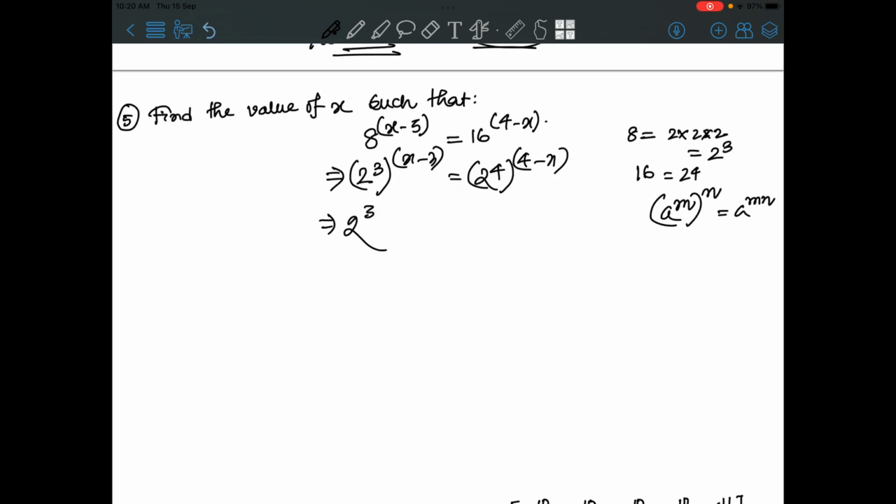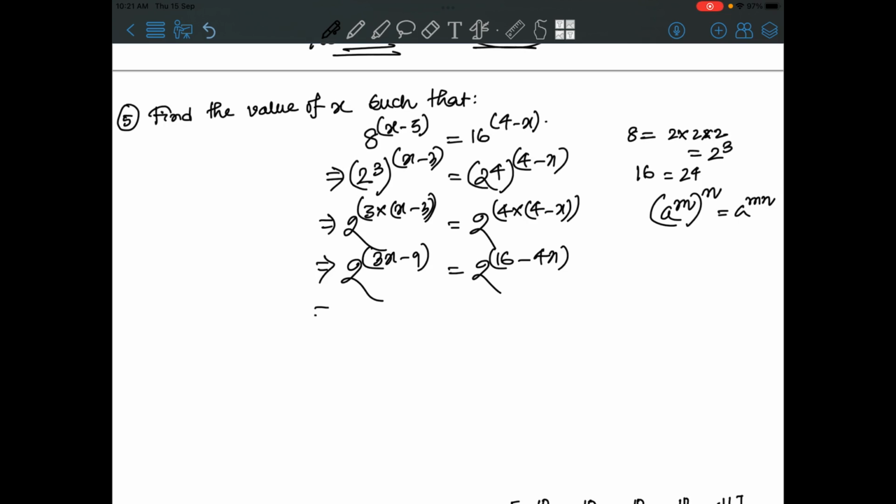Now 2 to the power 3 into x minus 3 equals 2 to the power 4 into 4 minus x. Now after multiplication of the powers, 2 to the power 3x minus 9 is equal to 2 to the power 16 minus 4x. As we can see, the base is equal, so the powers are equal, so 3x minus 9 is equal to 16 minus 4x. Now we are going to interchange the places of x and the constant. So 3x plus 4x, after 4x is shifted onto the left hand side.